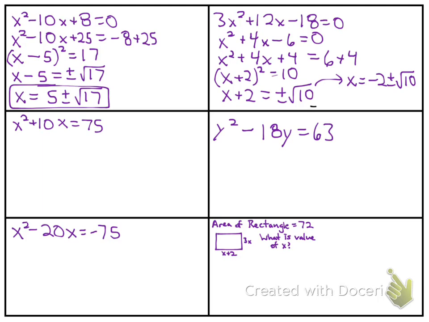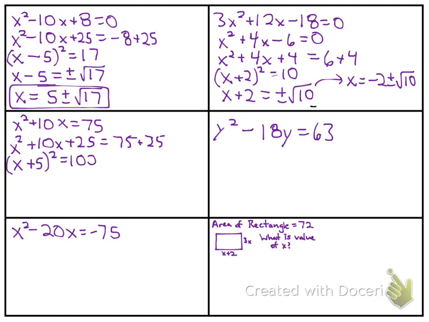For the next one, x squared plus 10x equals 75. We already have it in the form that we can complete the square. So let's go x squared plus 10x. Half of 10 is 5, squared is 25. We add that to both sides. So we're going to make the left-hand side (x plus 5) quantity squared.